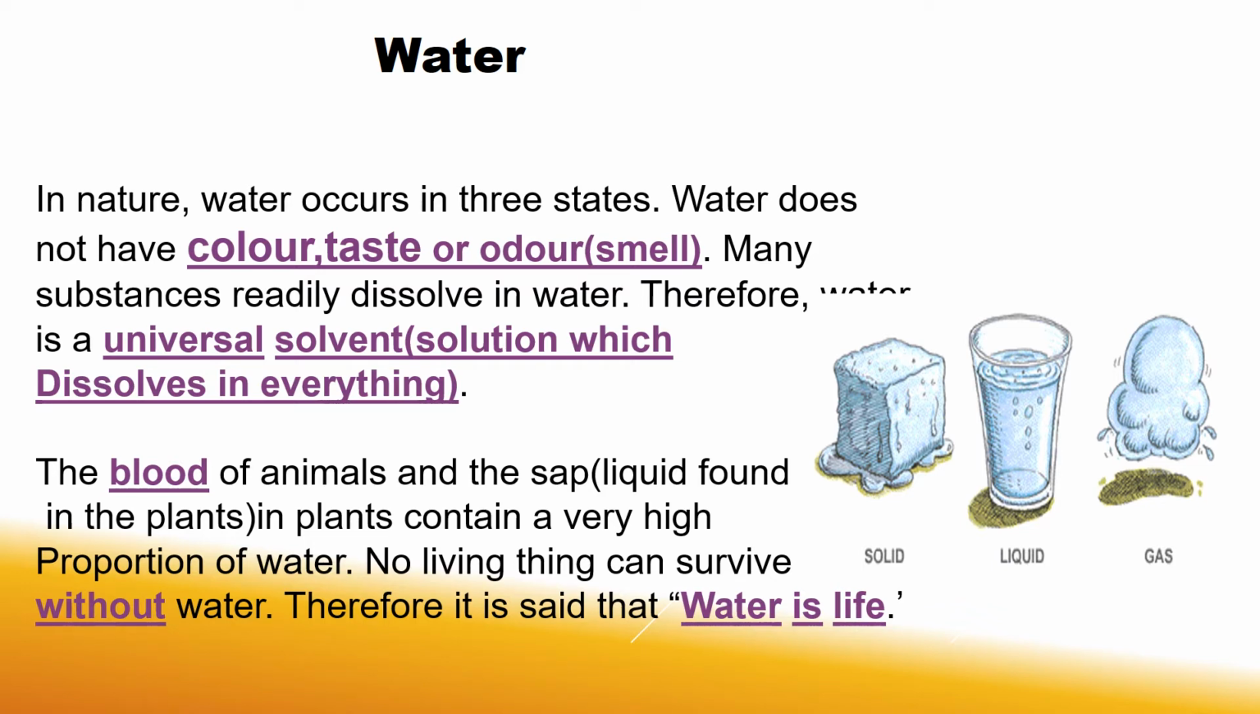Students, no living things can survive without water. Therefore, it is said that water is life. Why, children, it is said water is life? Repeat after me. The blood of animals and the sap in plants contain a very high proportion of water. No living thing can survive without water. Therefore, it is said that water is life.